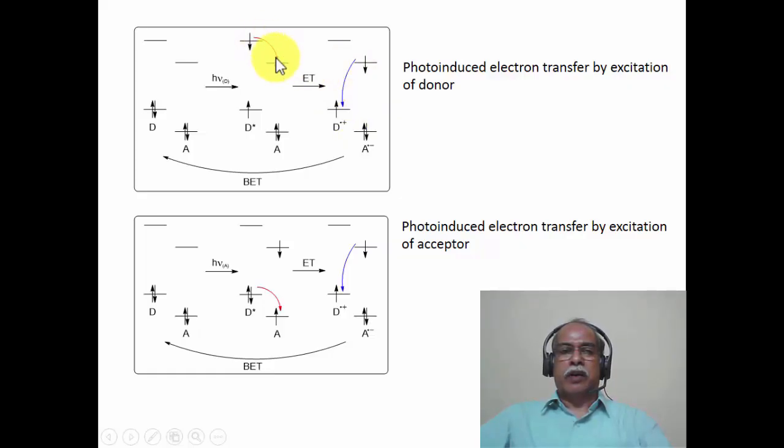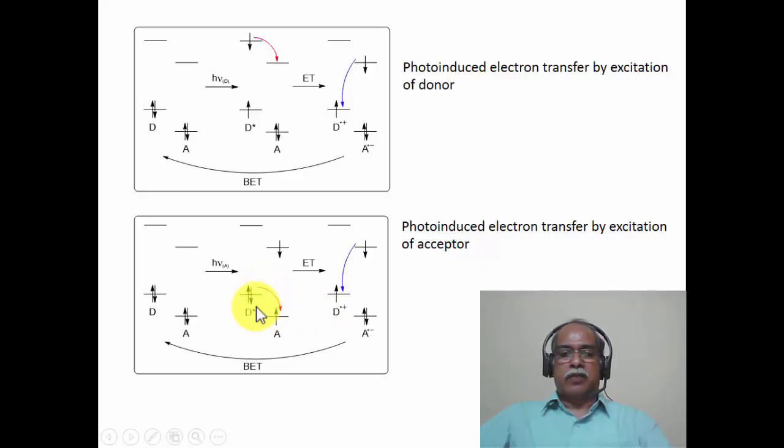Similarly, one can also define the electron transfer process when the acceptor is excited. So in this case, the acceptor is the one that gets excited. So the electron transfer is taking place from the S0 level of the acceptor to the S1 level of the acceptor. Sorry, this should be excited state acceptor and ground state donor. There is a mistake here. Once you have the excited state acceptor, now this is a spontaneous process of electron transfer from the donor to the acceptor, producing the donor cation radical and the acceptor anion radical.